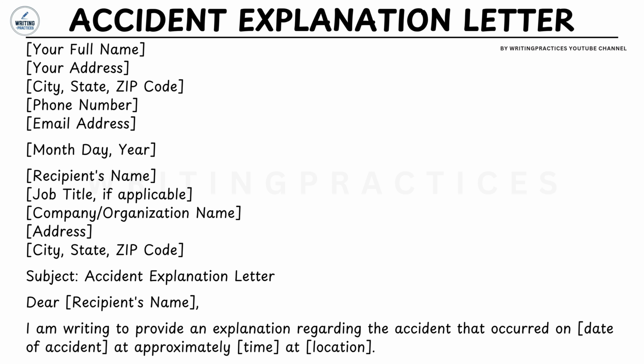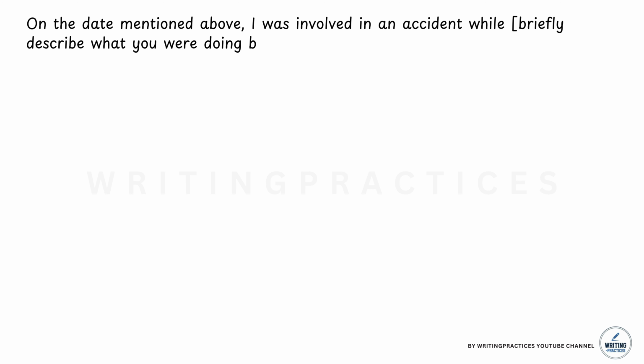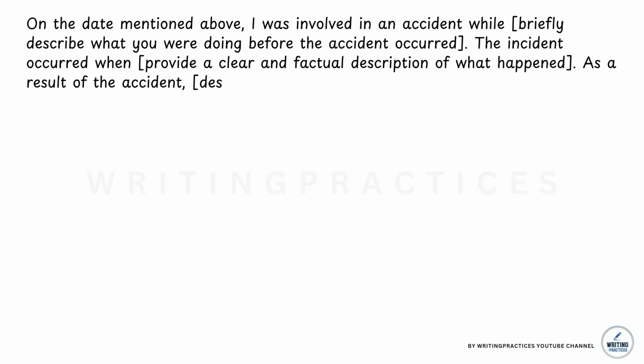Accident description paragraph. Next, explain what happened. For example, on the date mentioned above, I was involved in an accident while moving inventory materials from the warehouse to the loading area. The incident occurred when a pallet became unstable during transport, causing several boxes to fall unexpectedly. As a result of the accident, minor property damage occurred and I sustained a minor injury to my right arm. This section provides the core facts of the incident. Present the events in a factual and chronological manner.